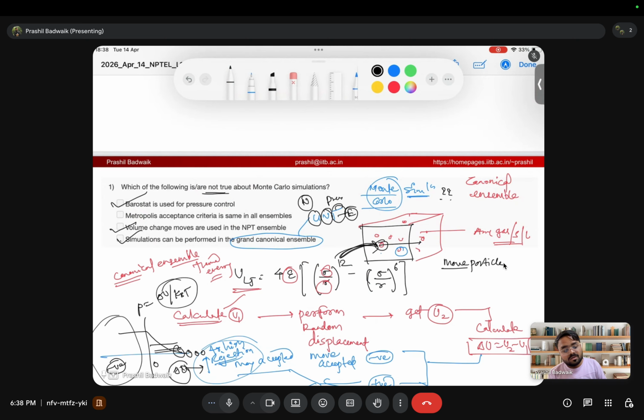But as I told you, this probability, which is for the canonical ensemble, may not necessarily be true for grand canonical Monte Carlo simulation, that is GCMC. In that case the Metropolis acceptance criterion will be different. So what is not true? The statement that the Metropolis acceptance criterion is the same in all ensembles is not the case. It is different, and that is why that statement is false. Correct.